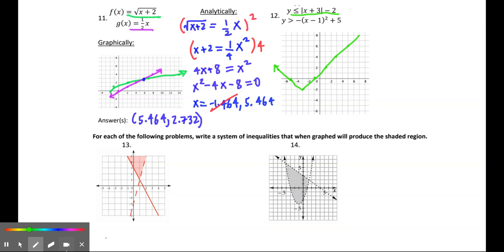And since it's less than or equal to, that means you would shade below. But remember, this is a system, so I just mark it because you end up shading the overlap in the end. And then this one's a parabola that has a vertex opposite of this one, 1 and then 5. So 1, 5 is here, and then it's upside down.